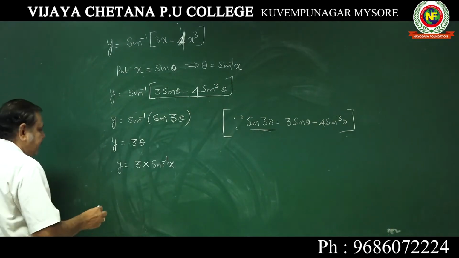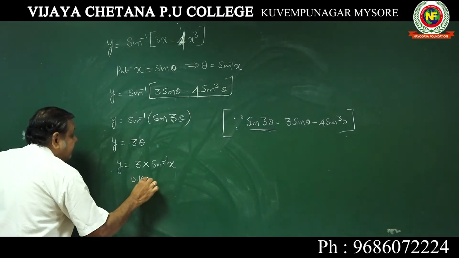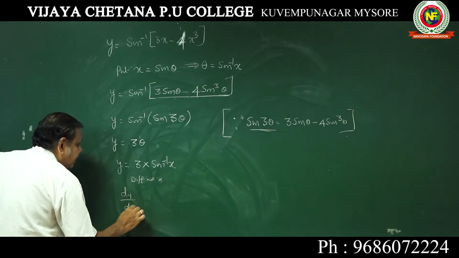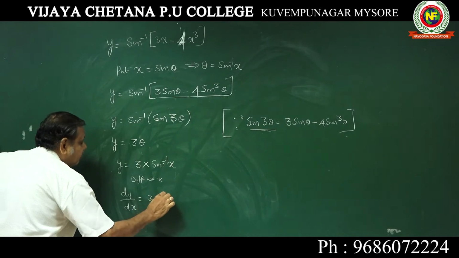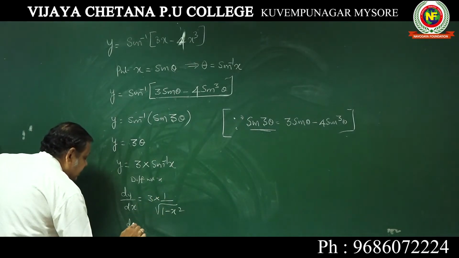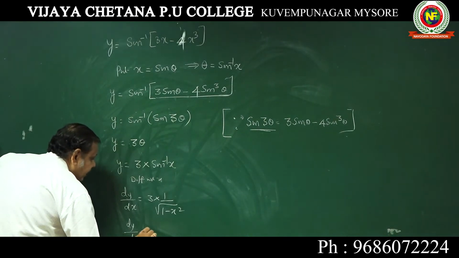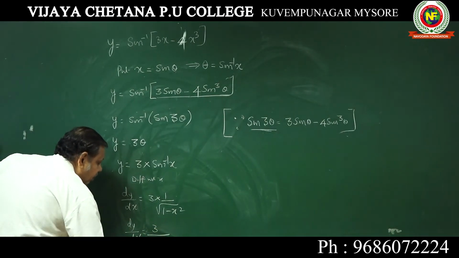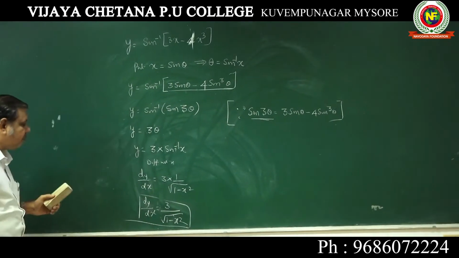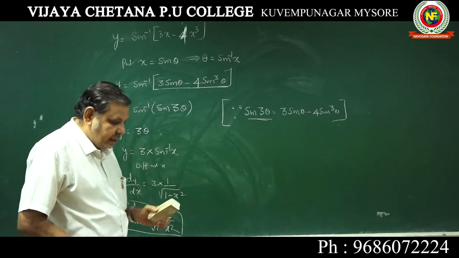Now you differentiate with respect to x. Then dy by dx will be equal to 3 into 1 over root of 1 minus x square, or dy by dx is equal to 3 over root of 1 minus x square, and this is the final answer. 3 over root of 1 minus x square is the answer.